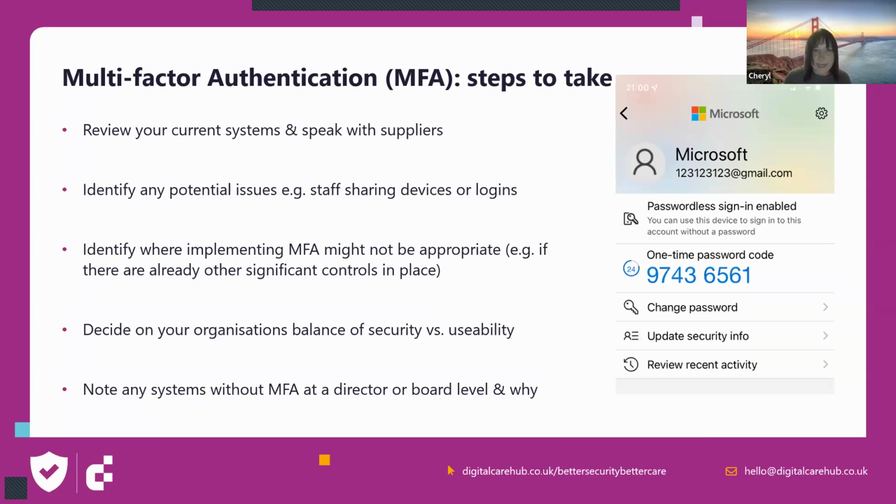So the steps to take. Review all your current systems and speak with your suppliers, as they may have the protocols and systems already in place for that. Identify any potential issues, such as staff sharing devices or logins. Identify where implementing multi-factor authentication might not be appropriate, because if you put too many controls in place, people won't use it and they'll just find another workaround. Decide for your organisation on the balance of security and usability, and what information they're accessing. Not everything will need that. And just note any systems without MFA; it needs to go to your director or board level to say why.